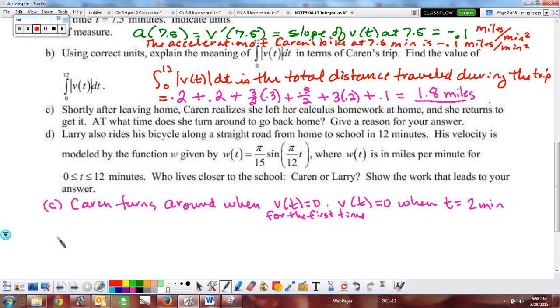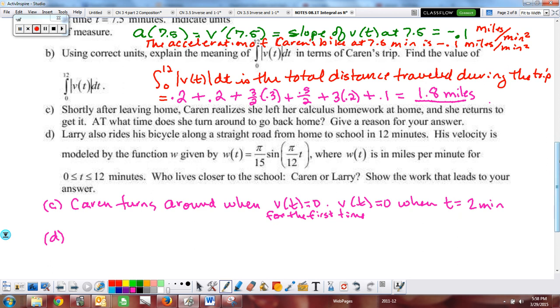All right, now let's take a look at D. Larry also rides his bicycle along the straight road in 12 minutes. His velocity is given by a formula. They've already hit us with a graph. Now we're looking at a formula where w of t is in miles per minute for 0 to 12 minutes. Who lives closer to school, Karen or Larry?